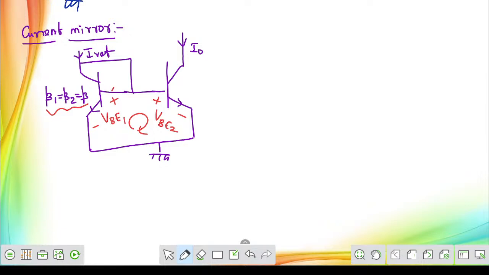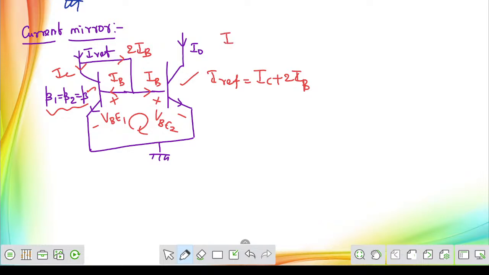After that, since the beta values are the same, the base currents are going to be the same. The same base current will go here, and the same base current will go here. Here it will become 2 times IB, and here it will become the collector current IC for this first transistor. Then I can say reference current equals collector current plus 2 times base current, applying KCL. At the same time, for the second transistor, the output current is nothing but the collector current, because this is the collector terminal. This will be equal to beta times the base current.